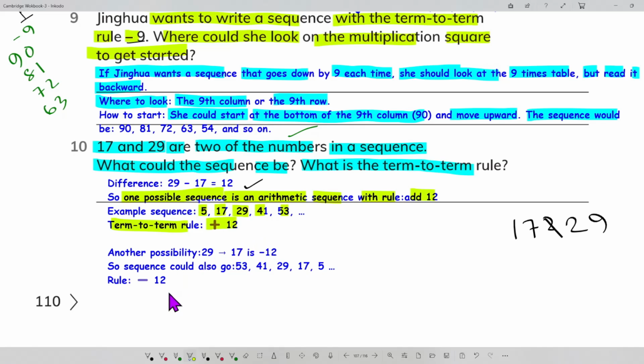Another possibility: if you start from 29 and go backward to 17, it will be minus 12. So the sequence could also be 53, then 41, then 29, then 17. Now look, here it is also 17 and 29, and in this case it will be plus 12, and in this case it will be negative 12. So this is the rule of negative 12.